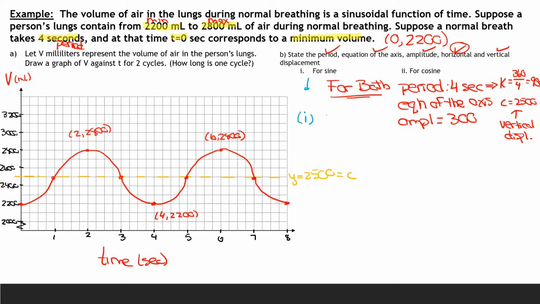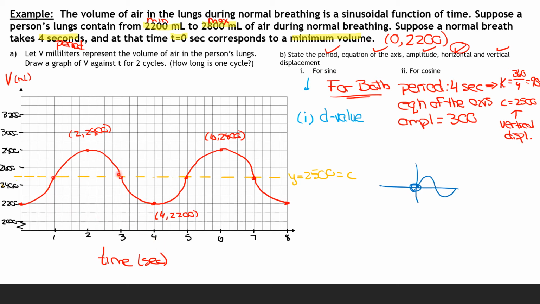For sine, the D value. Now remember, there's so many different ways to come up with the D value. The D value for sine is equal to the place where, on the parent function for sine, I'll draw you a sketch here. The parent function for sine looks like this. I'm looking for this place. Where is that? I'm looking for where my equation of the axis hits the wave.